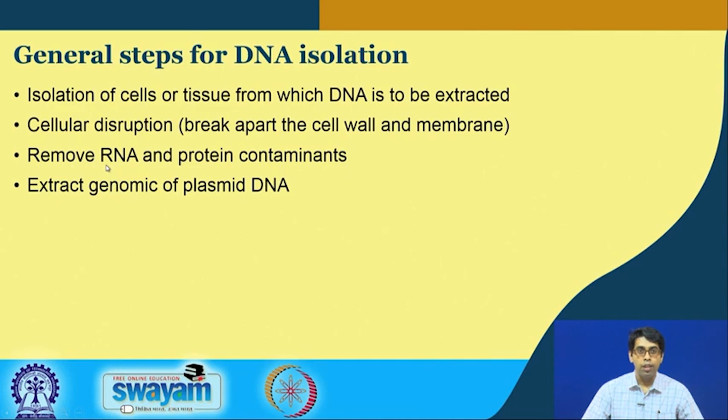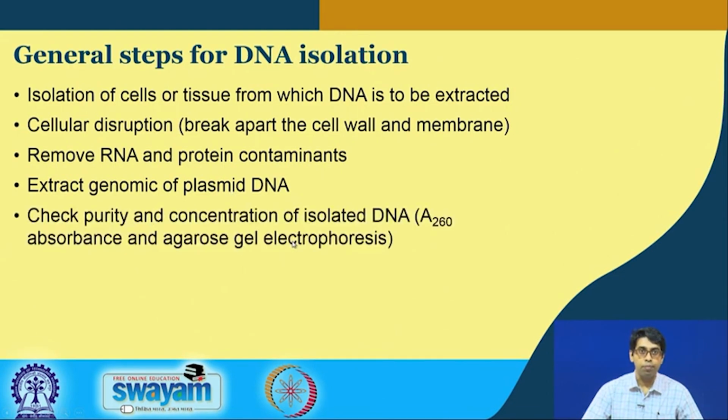Now, this solution will have DNA, RNA, protein and all sorts of cellular debris. So, we have to selectively remove RNA, we have to selectively remove all proteins, and we also have to remove all the cell membrane components and other molecules. And finally, we will extract the DNA, the genomic or the plasmid DNA. Once we have our DNA, we have to make sure that it is pure. So, we will do gel electrophoresis to check the purity of the DNA, and we will also check the absorbance at 260 nanometers to check the concentration, which will tell us the amount of DNA that we have been able to purify.